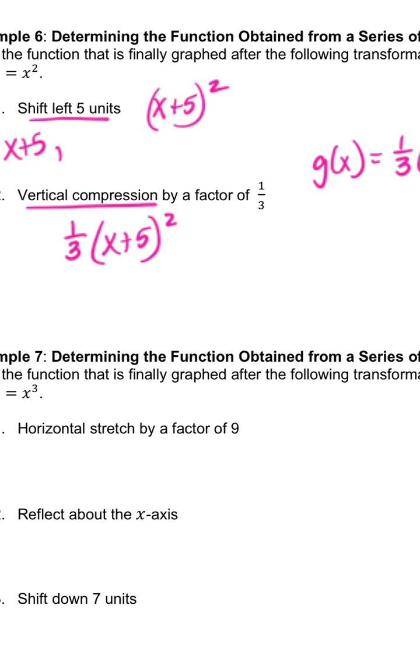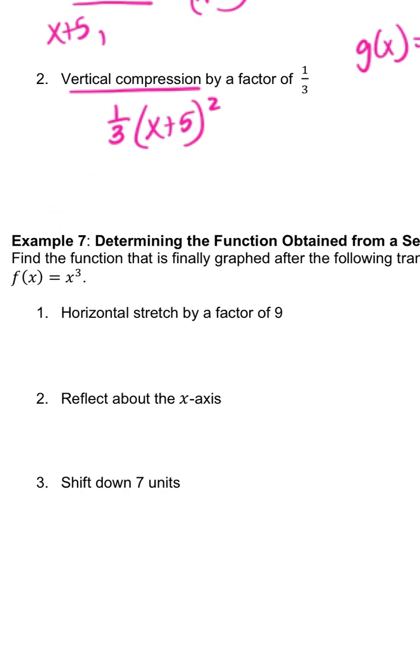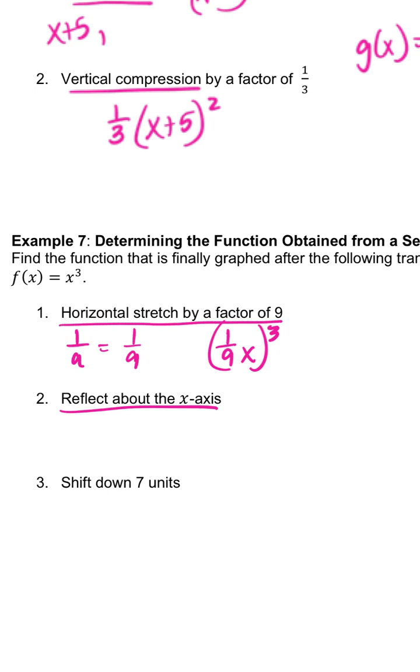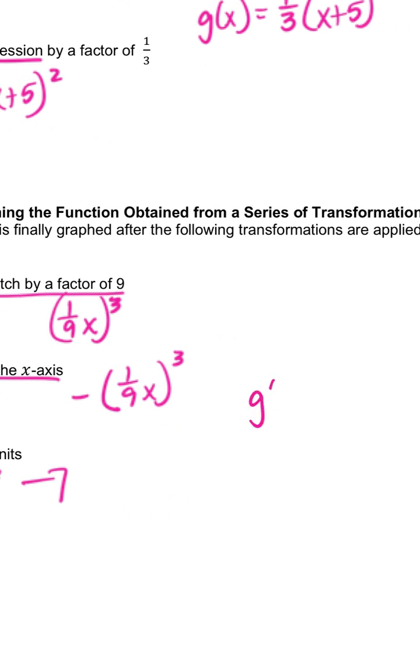All right. Well, what happens when we got 3 things going on? So starting with x cubed, we have a horizontal stretch by a factor of 9. The horizontal stretch means 1 over a, so that's 1 over 9. So that is going to be 1 over 9x cubed. Now we're going to reflect over the x-axis, which means the y value changes, so now it's outside the parentheses. And then we're going to shift down 7 units, so you're going to subtract 7 from everything else. So your final answer, g of x is equal to negative 1 over 9x cubed minus 7.